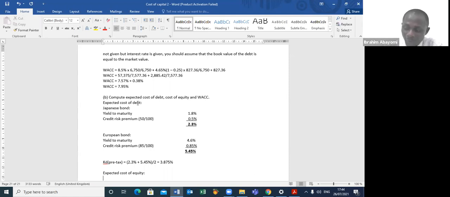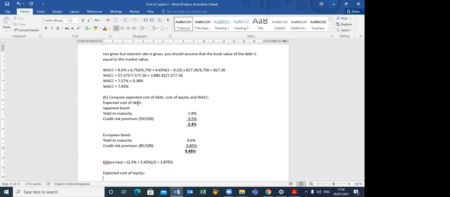2,400. So that beta will change. The beta will change because the beta will change each time you add additional risk to your capital structure. Okay?